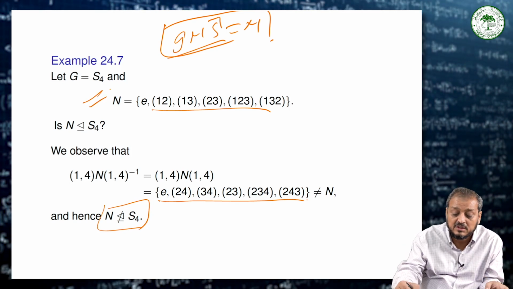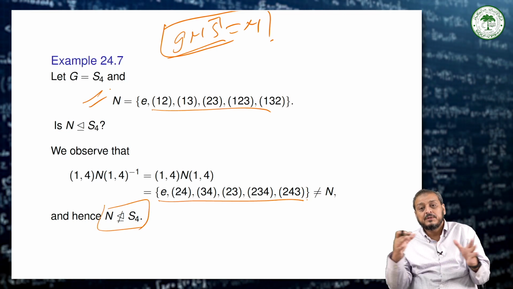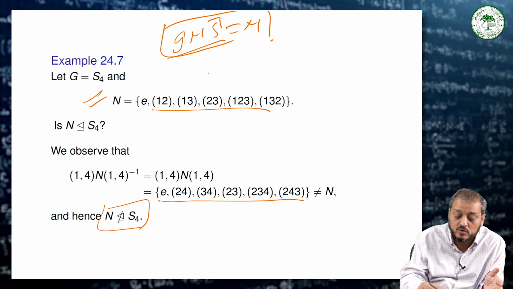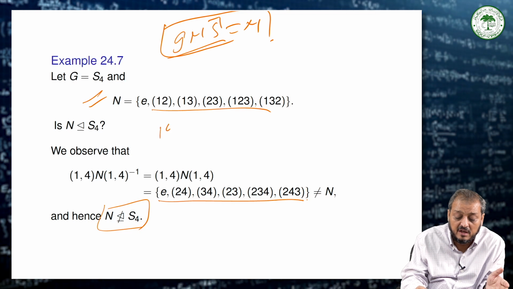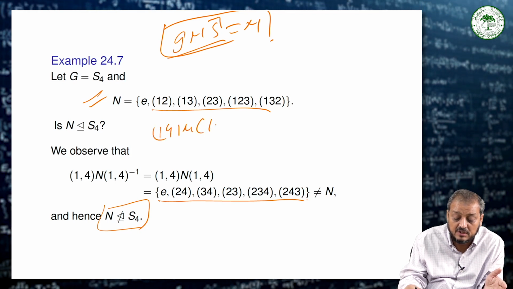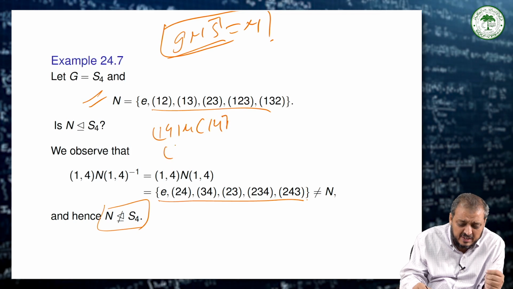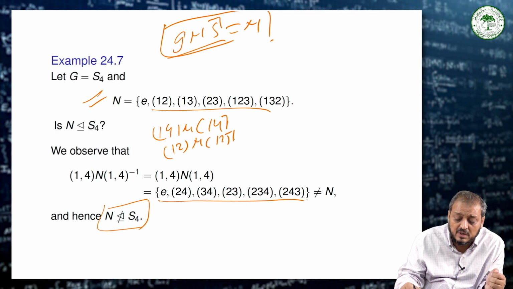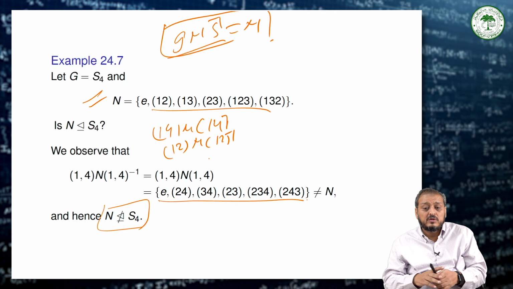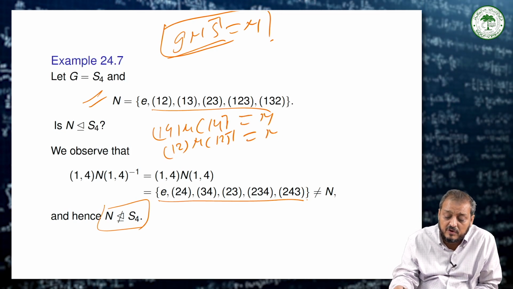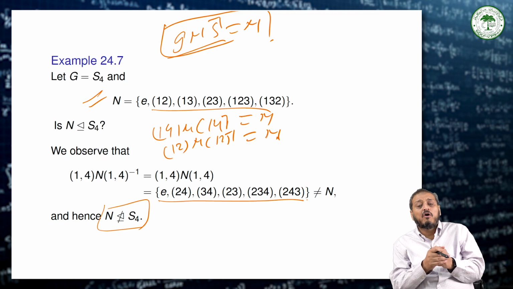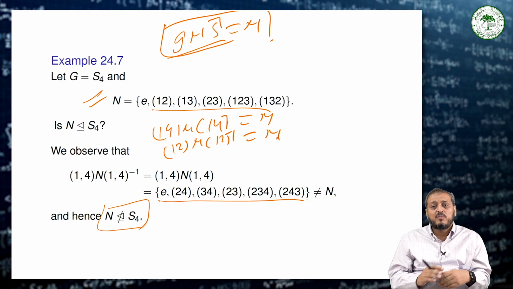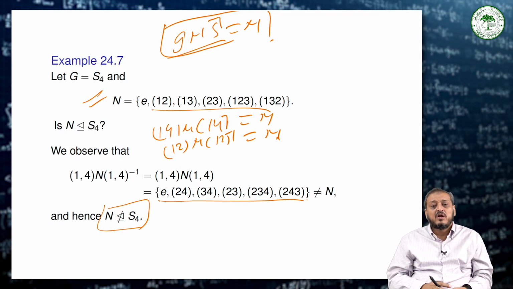By the theorem, we can simply say that there is no need of calculating the left coset and the right coset. We simply choose an element of G, and then take g N g inverse. If you take another element, suppose (1 2) and (1 2) inverse, and then similarly all other elements, and you show that this comes into N, then if this holds true for all g belonging to G, we can say that N is a normal subgroup, otherwise N is not a normal subgroup.